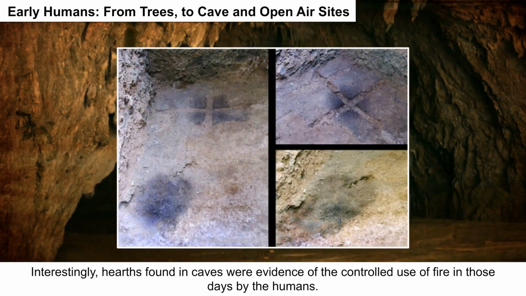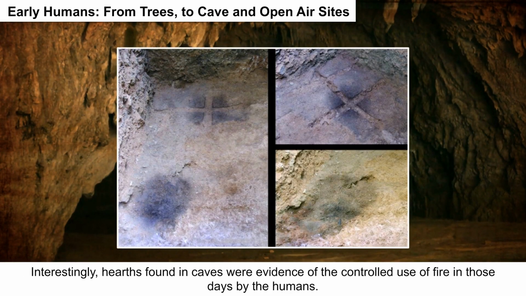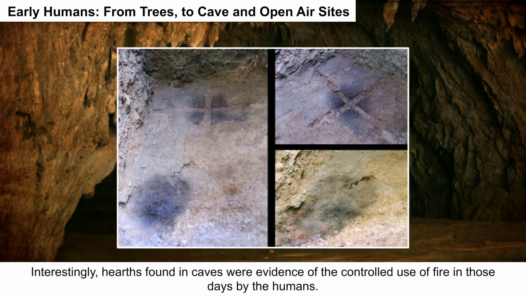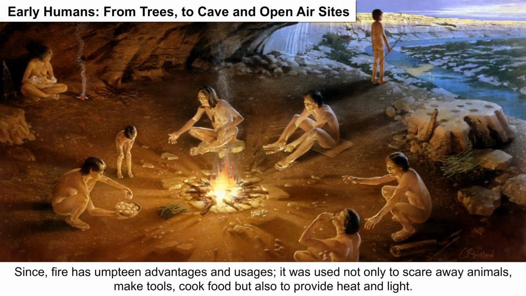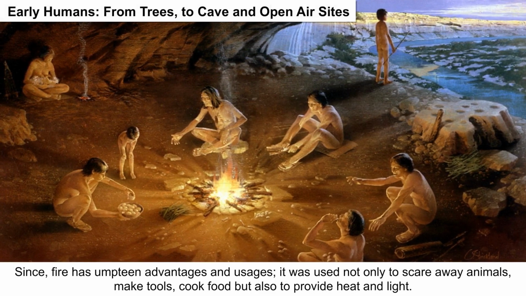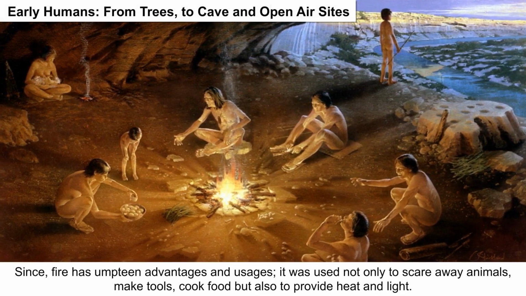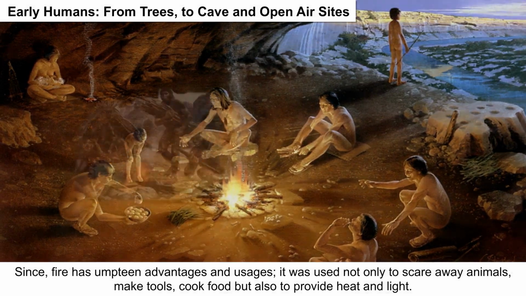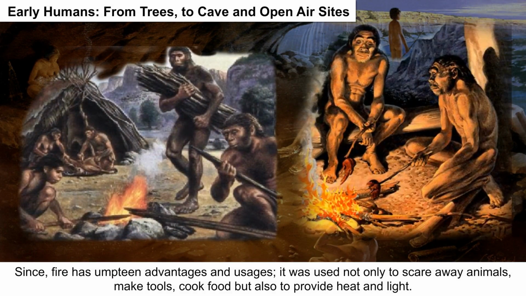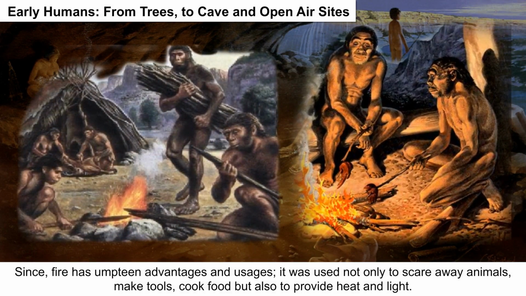Interestingly, hearths found in caves were evidence of the controlled use of fire in those days by the humans. Since fire has umpteen advantages and usages, it was used not only to scare away animals, make tools, and cook food, but also to provide heat and light.